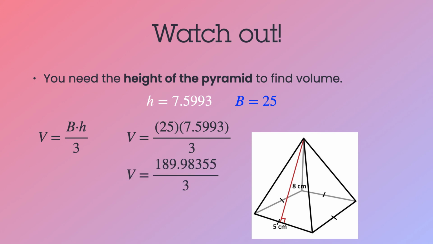Divide that by 3, and we'll get 63.32785. Now that we've got our volume, that's what it was asking for. This is going to be our final answer. We can go ahead and round it to the nearest tenth and put our units on there. So final answer, 63.3 cubic centimeters.